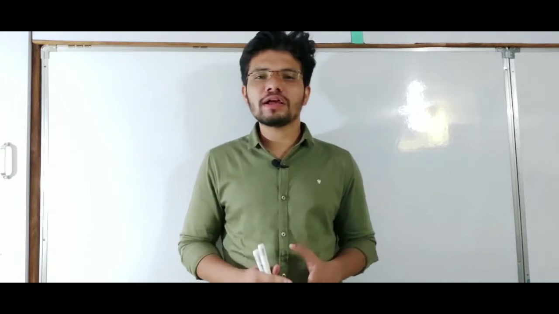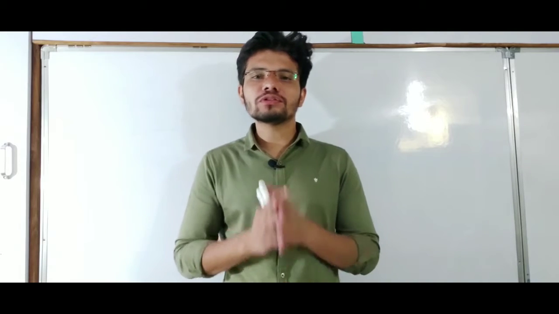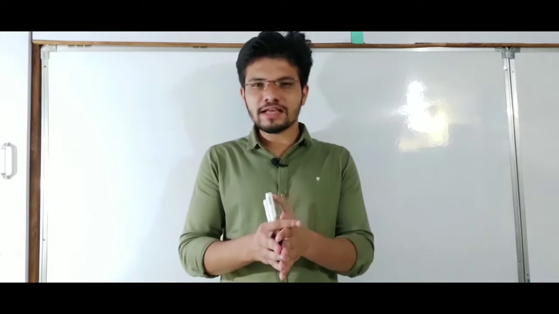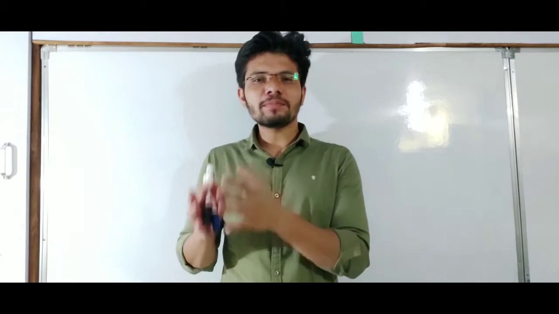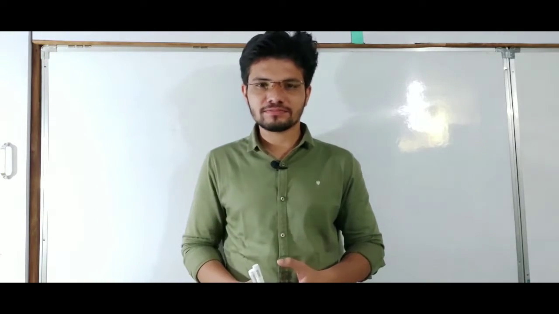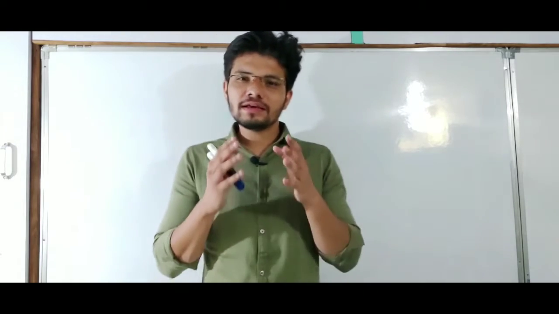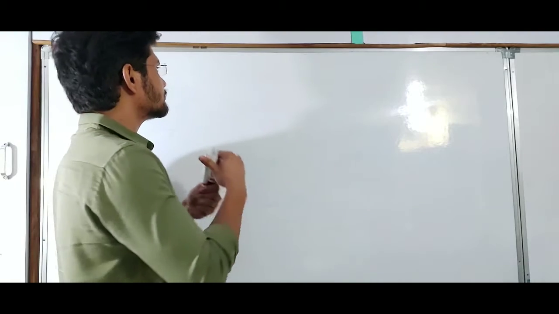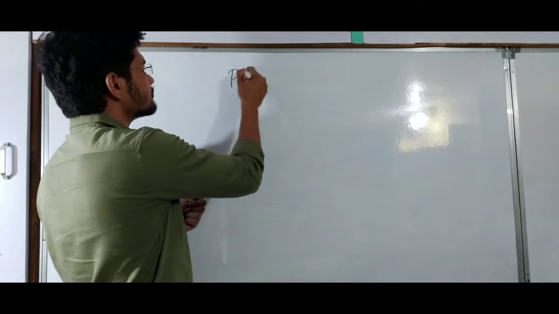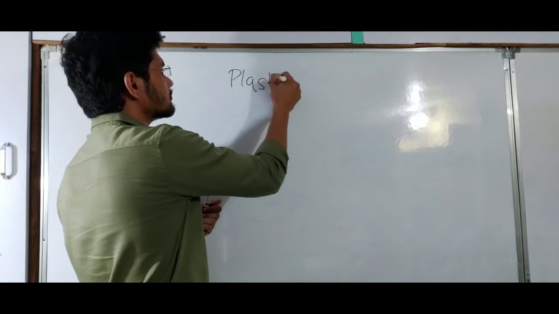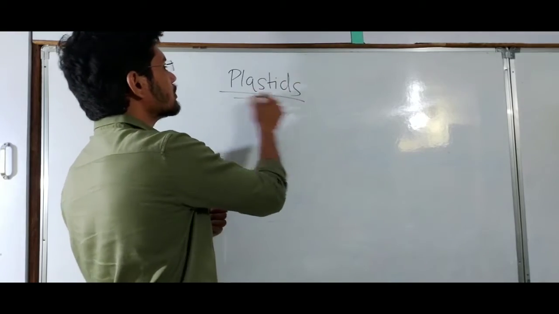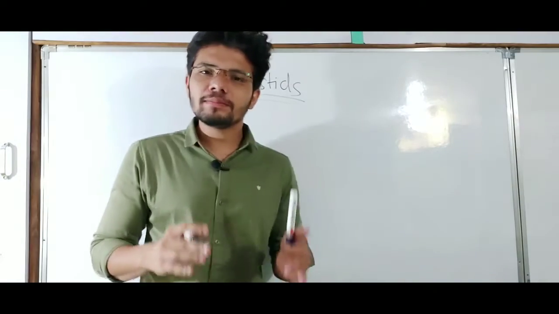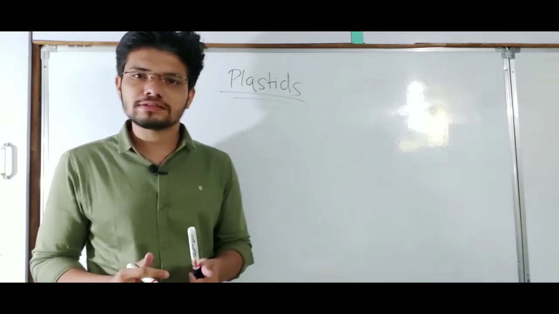We are learning cell organelles, and in this video we are going to discuss the cell organelles which are mainly present in plant cells. Basically, these organelles are plastids. Plastids are mainly present in only plant cells.